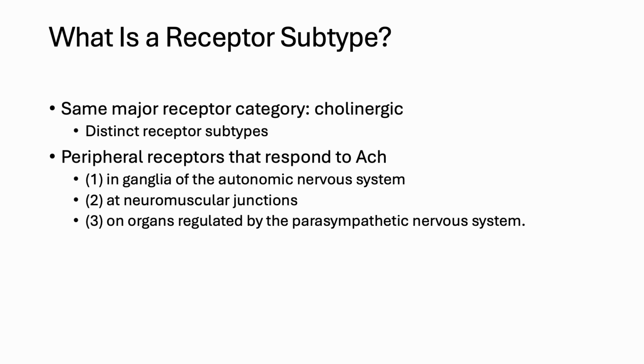But even though all the receptors are activated by acetylcholine, we do have evidence that the receptors at three different sites really differ from one another. Again, activated all by acetylcholine, but they have a different reaction. Altogether, these receptors belong to the same major receptor category, the cholinergic receptors, but they're different because they have distinct receptor subtypes.